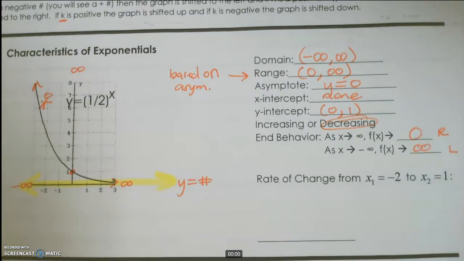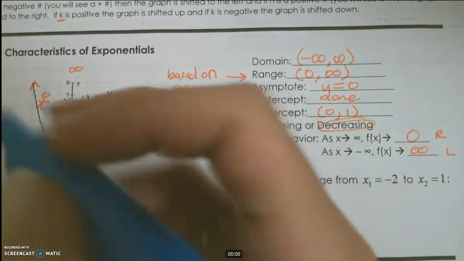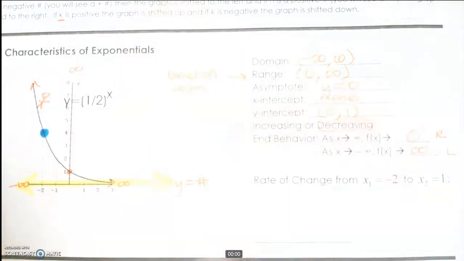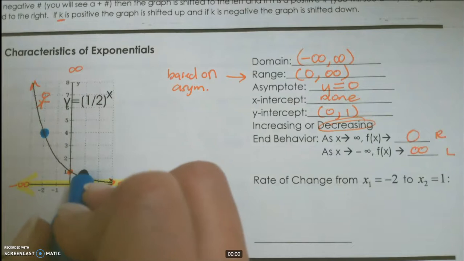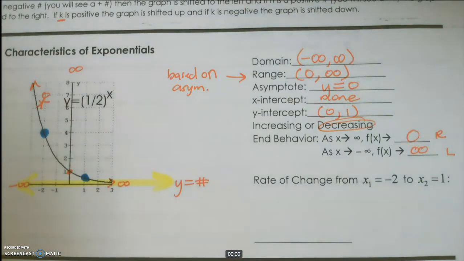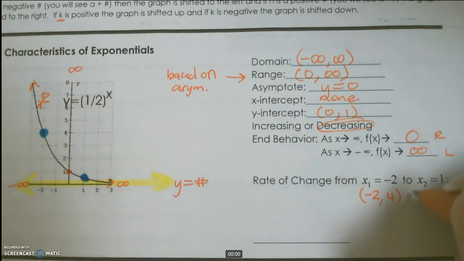All right, last but not least, we're going to find the rate of change from x1 equals -2 all the way to x2 equals 1. So essentially, we are finding the slope from here, x is -2, to x is 1 here. So what are those coordinates? Let's write them down. That's (-2, 4) and (1, 1/2).